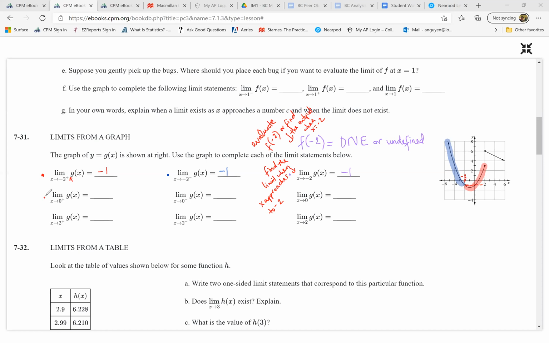Limit of x approaches 0 on the right side. So then I need to go with this. Okay, so 0 is right here. If your function approaches 0 on the right side, where's the limit? -1. Anyone else?